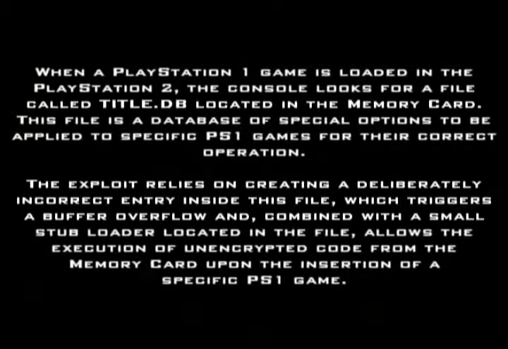How this softmod works is when the PS2 loads a PS1 game, the console looks for a file called the title.db located on the memory card for special instructions to be applied to the specific PS1 game so it works correctly. Basically the exploit relies on creating an incorrect entry in this file, which will trigger a buffer overflow, which will allow you to run unencrypted code from the memory card.